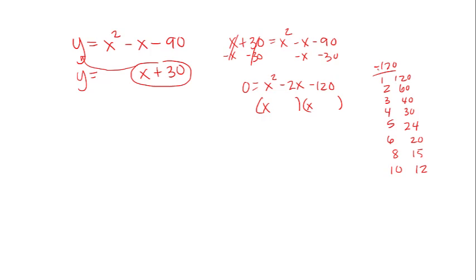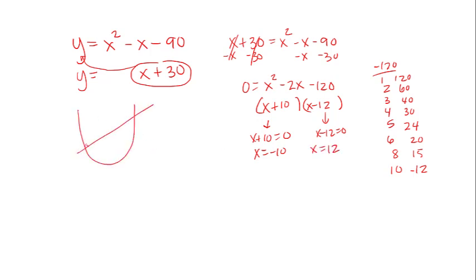Now, if one of them has to be negative, it doesn't matter which one it is. So if I look at the numbers first, but it's got to add up to -2, I'm going to use 10 and -12. So I'm going to go plus 10 and minus 12. Then I'm going to solve them. And I'm going to get -10 and 12, which means that my parabola and my straight line are going to hit two spots. One spot is at x equals -10, and the other one is at x equals 12.